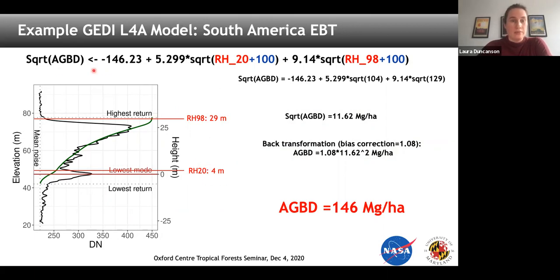So for this example, if you run this through and you actually estimate biomass for this waveform in South America, evergreen broadleaf trees, you're going to get an estimate of 146 tons per hectare of biomass. I won't go into the details of that, but essentially it's a simple parametric model and this is your estimate. So that's all we do. And then we have a variance covariance matrix for this model, so you'll have an uncertainty on this estimate as well. But we essentially just repeat this billions of times over the billions of waveforms that GEDI collects.